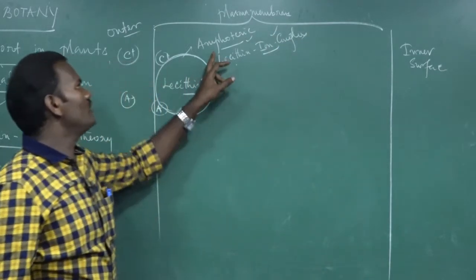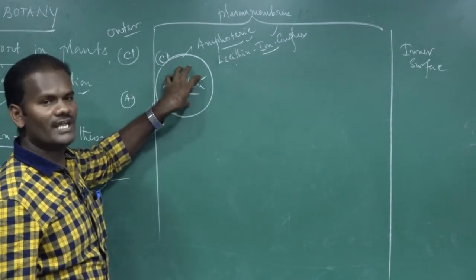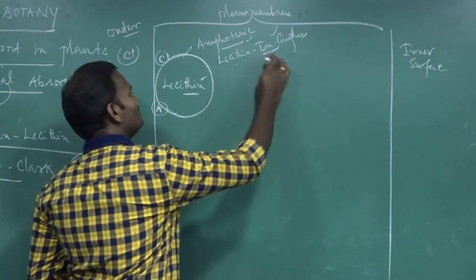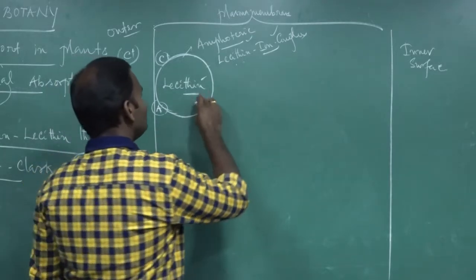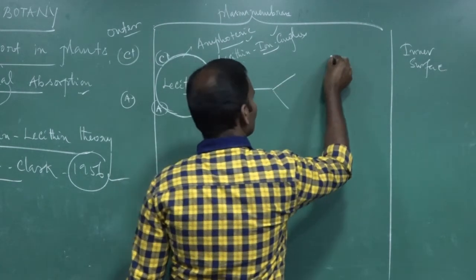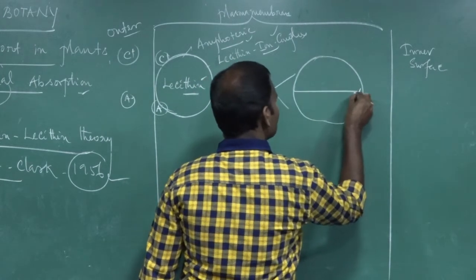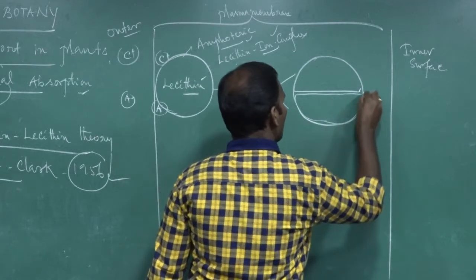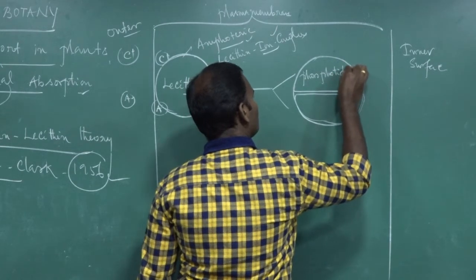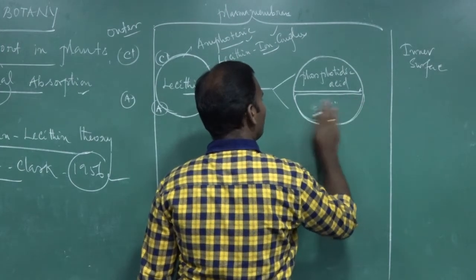Hence it is also called amphoteric. Both cation, positively charged ions, and negatively charged ions are combined to this special type of protein. That is why they act as amphoteric, forming a complex called the lecithin ion complex. Now this lecithin ion complex gets disassociated into phosphatidic acid, and lecithin, and choline.